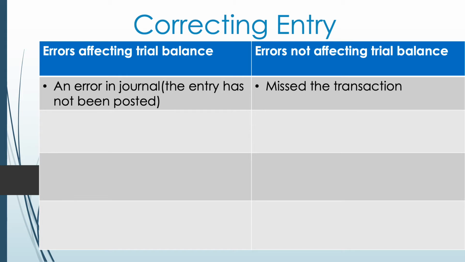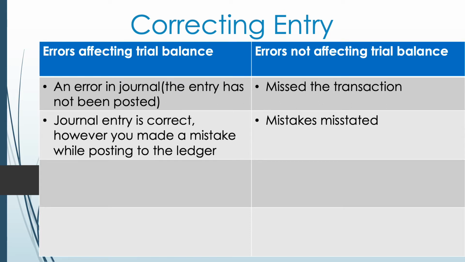Errors not affecting trial balance. An error in journal: the entry has not been posted. Error not affecting trial balance: missed the transaction. The journal entry is correct. However, you make a mistake while posting to the ledger. Amount misstated.